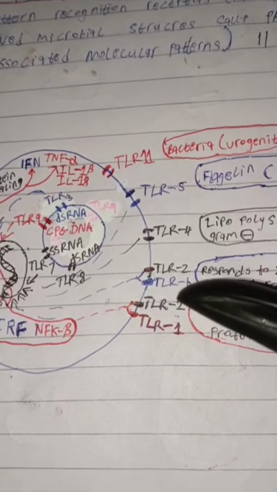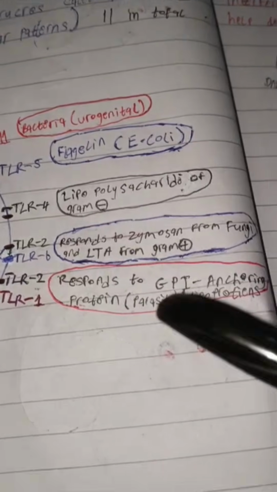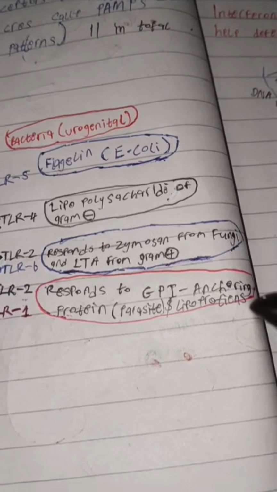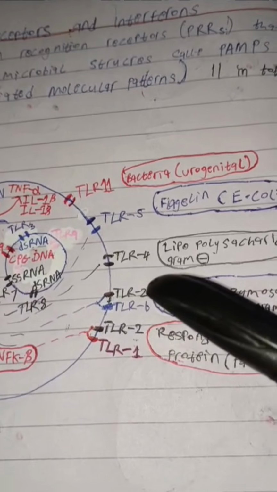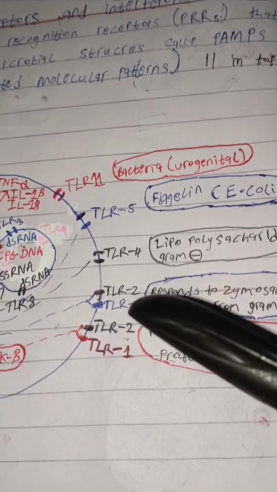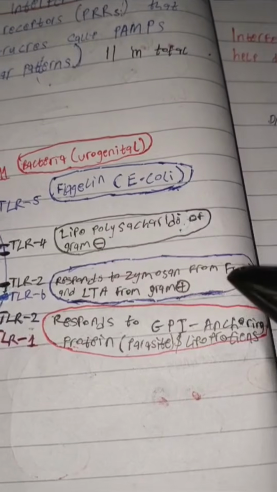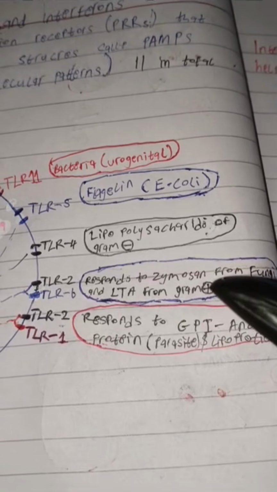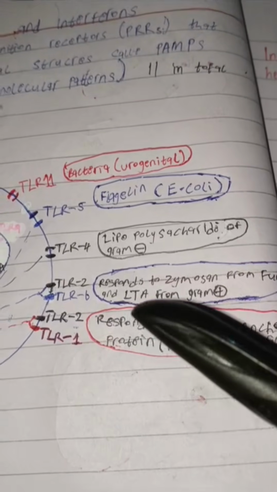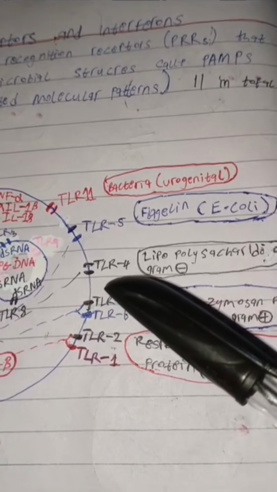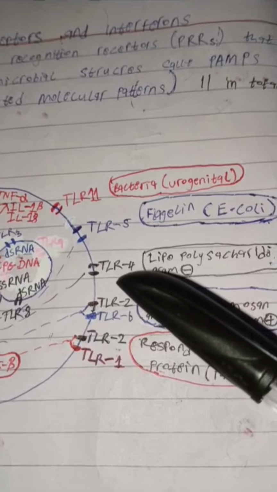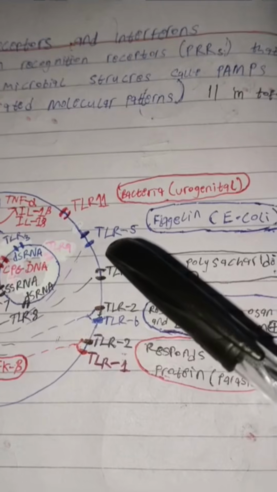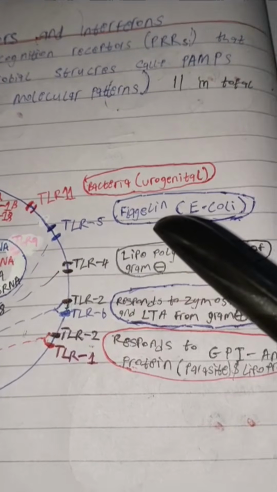Now, TLR1 and TLR2 form a dimer that responds to GPI-anchored proteins, which are found in parasites, and also to lipoproteins. TLR2 and TLR6 also form a dimer which responds to zymosan from fungi and LTA from gram-positive bacteria. I can't remember what LTA stands for, but it's something acid. Then TLR4 is a homodimer and responds to lipopolysaccharides of gram-negative bacteria. TLR5 is also a homodimer and responds to the flagellin of E. coli.